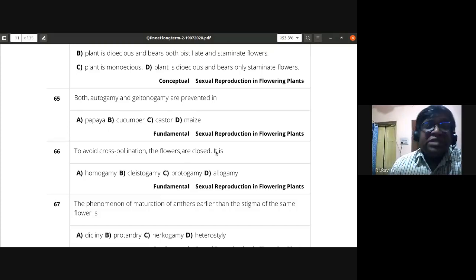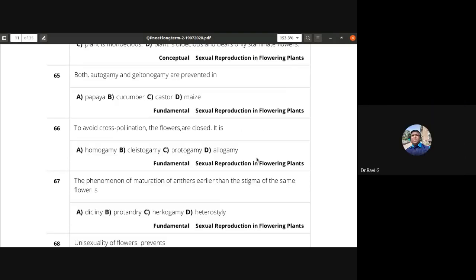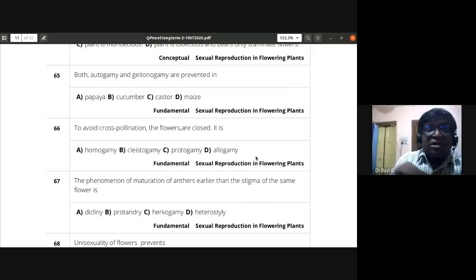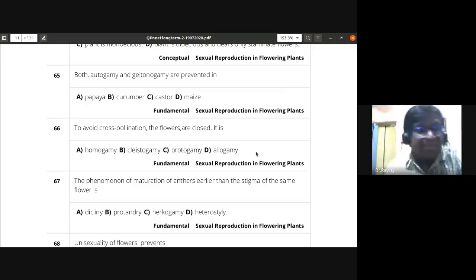So 66, to avoid cross pollination, the flowers are closed. What do you call these closed flowers? Cleistogamy. So to promote self-pollination, the flowers are closed and they avoid cross-pollination. So cleistogamous flowers, it is cleistogamy. 66, B is the answer.